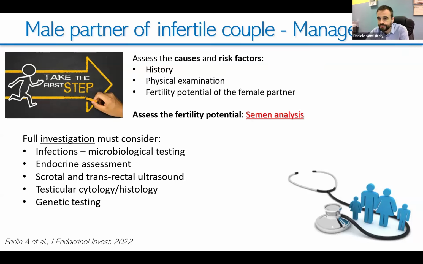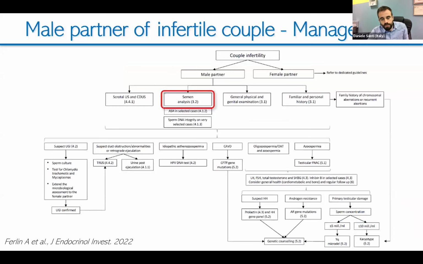When it should be considered, the answer could be complex. This is just an example. This is a flow chart that you could find in the guideline published by the Italian Society of Andrology and Sexual Medicine 2 years ago, in which all the steps that we have to do to evaluate the male partner of an infertile couple are reported. You see that semen analysis is for sure one of these steps, but it is not the only one. This is important to remember during our work, especially in clinical practice.